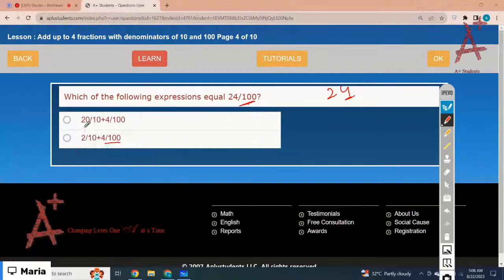Why? Because you are going to multiply this fraction by 10. You are going to do 2 times 10 divided by 10 times 10, and then you are adding 4 over 100. So it would be 10 times 2 is 20 over 100 plus 4 over 100, and you can see now 20 plus 4 makes 24 over 100, right? So the second option is the correct one.